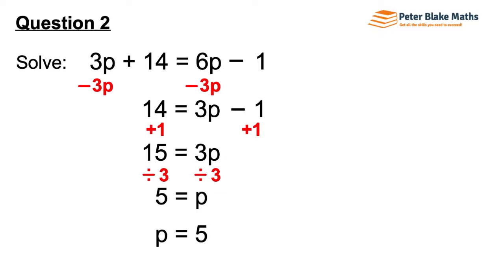It's more important to move the smaller letter term first. It makes it an easier question for us. So final answer there, p equals 5.